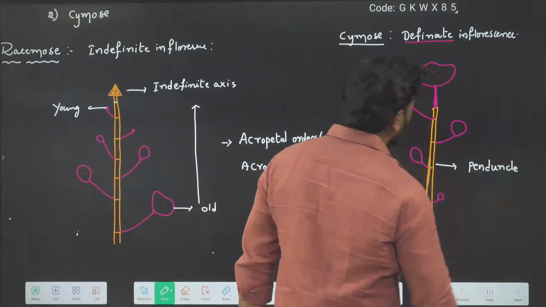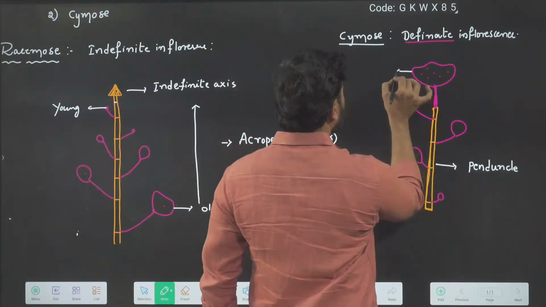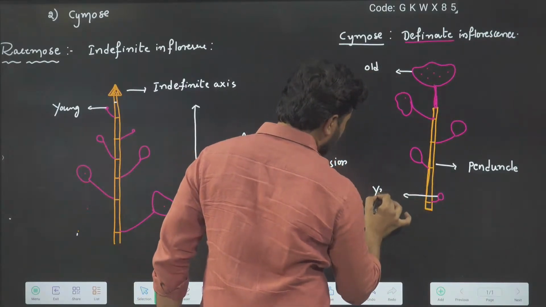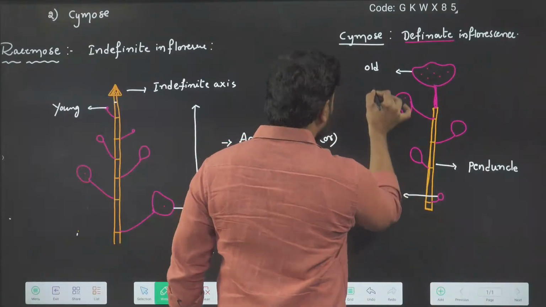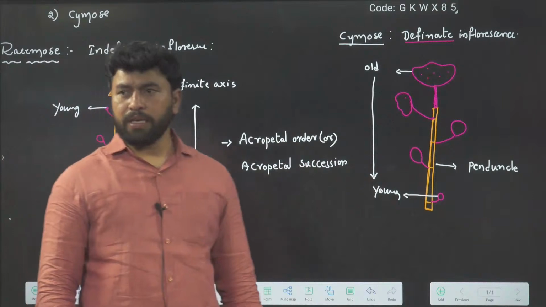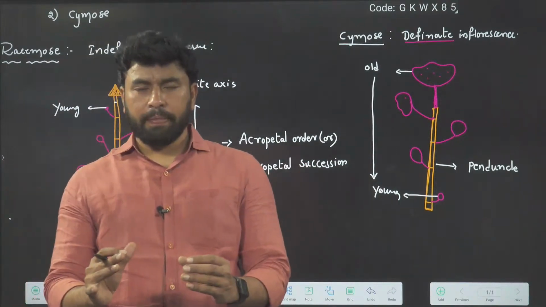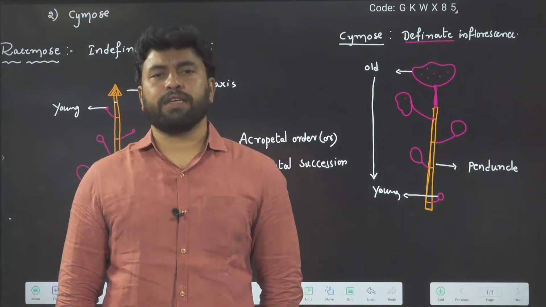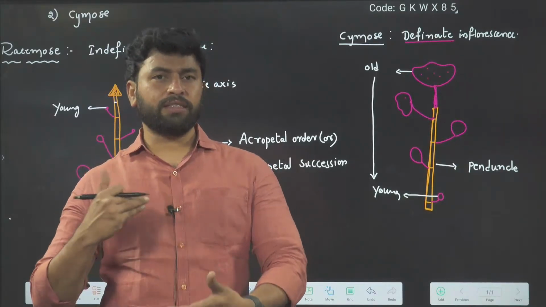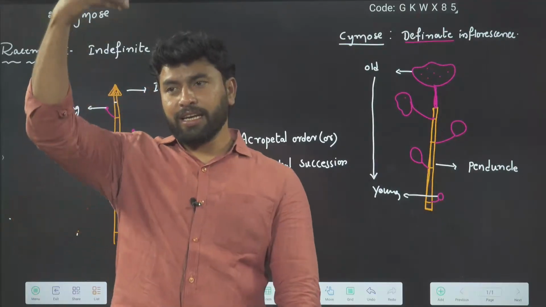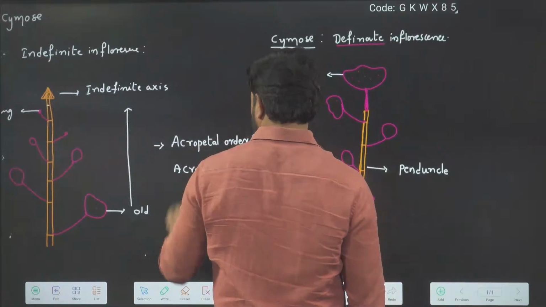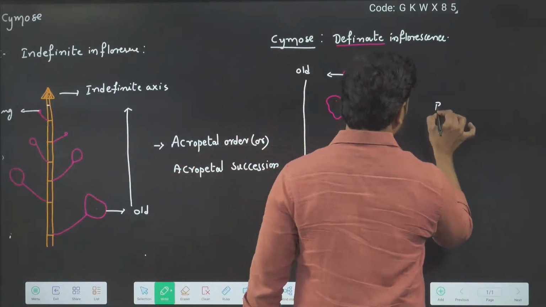Peduncle means inflorescence axis. This is the oldest one, and this one is the youngest one. Where is the youngest one? At the base. Where is the oldest one? At the top. That means the first formed flower would be at the top of the inflorescence axis, and the remaining flowers start to grow in successive nodes one after another in reverse order. This kind of arrangement of flowers we call basipetal succession.